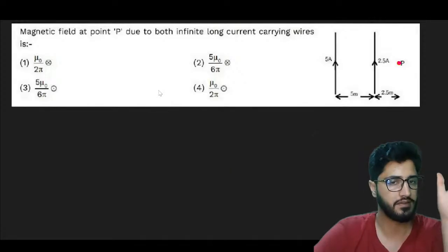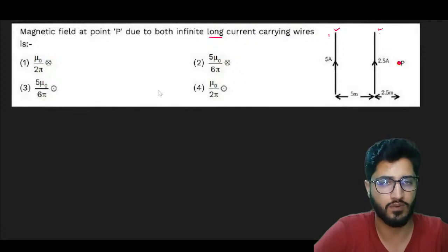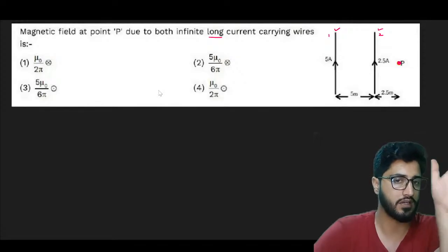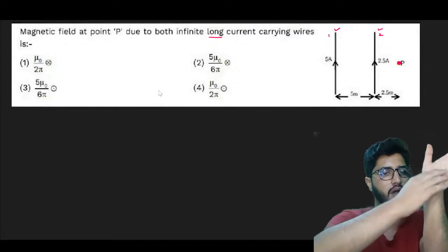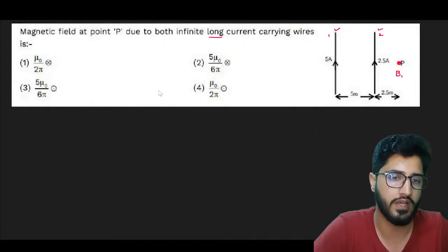Take your right hand. We are having two long wires, meaning infinite wires. One wire and second wire. The magnetic field at point P due to the first wire: take your right hand, take your thumb towards the direction of the first current, and open your fingers towards P. I guess the palm is inside, so the magnetic field due to the first wire is inside.